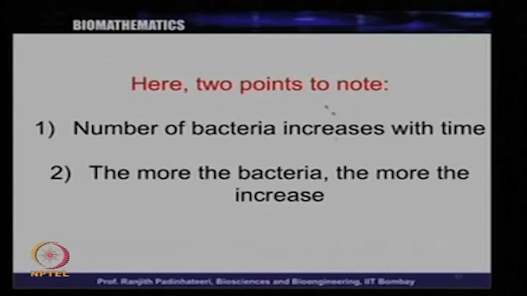As the time goes, the number increases, and the more the bacteria, the more the increase. That is what we were just discussing: if there are 10 bacteria, all 10 can divide, so 10 will become 20. If there are only 2 of them, 2 can become 4. So, they increase only by 2. Let us try and understand this a bit more. What do we mean by the more the number, the more the increase?